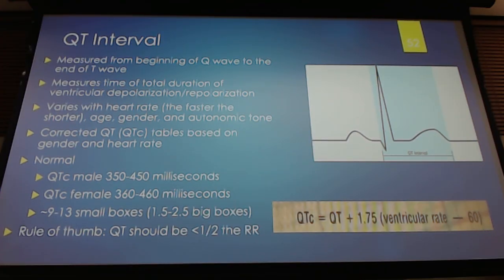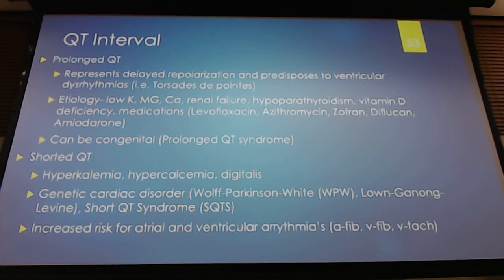Okay, if you don't have calipers, count your boxes. How many boxes do I have in between these R to R? How many boxes is my QT? Should be less than half of that. Okay. And it's important because prolonged QT can lead to death. And it can lead to death quickly.